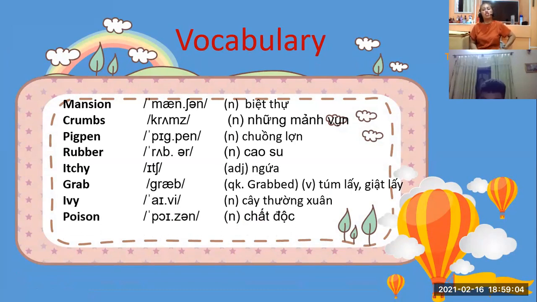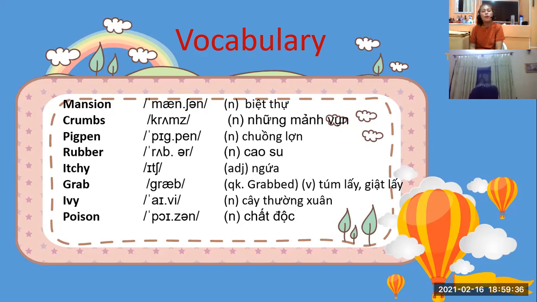First, we have mansion. Do you know what a mansion is? It's a big house. It's for rich people. Rich people, they have a mansion.